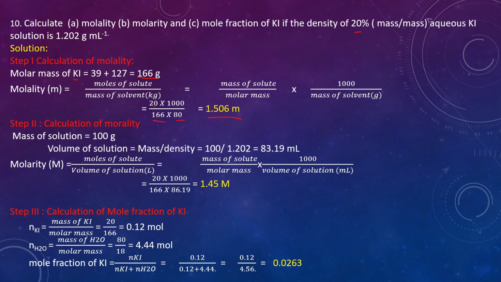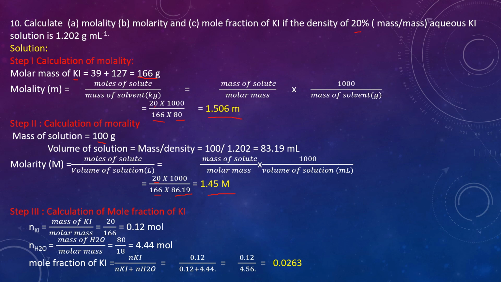Now calculation of molarity. Now mass of solution is given 100 gram. First we convert this 100 gram into volume. So mass upon density gives you the volume. 100 upon 1.202, 83.19 ml is the volume of the solution. Now again putting the value of all the things, that is mass of the solute, that is 20 gram, molar mass 166 gram, and volume of the solution is 86.19, and to convert it into liter, we multiply the term with 1000 and we get the answer 1.15 molar solution.